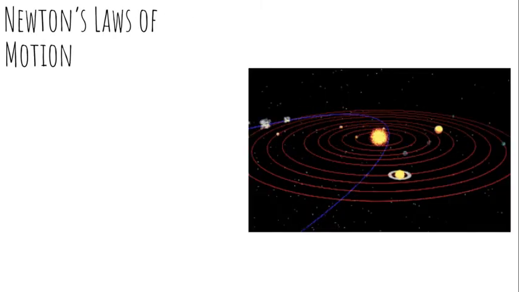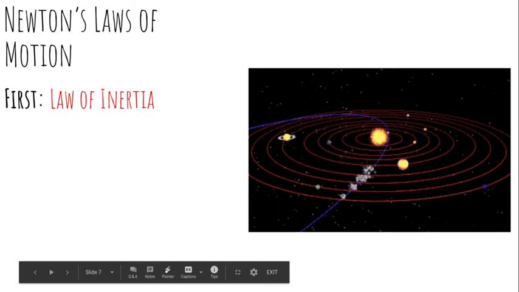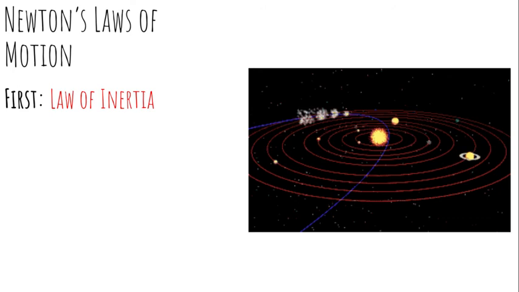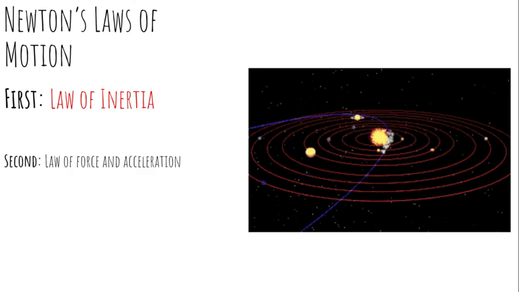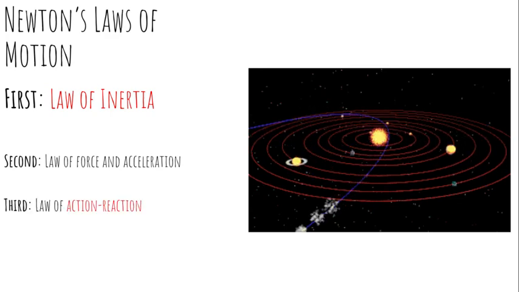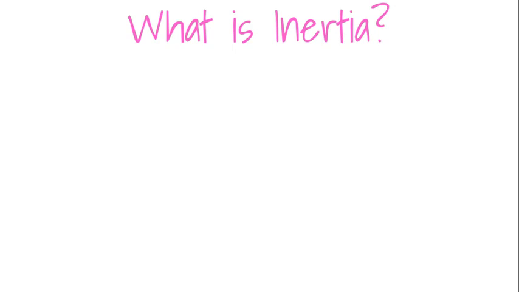So, Newton's laws of motion. His first law is the one that we're going to talk about to describe the relationship with gravity, the law of inertia. The second law is the law of force and acceleration. And the third law is the law of action and reaction. But we are going to focus on the law of inertia.